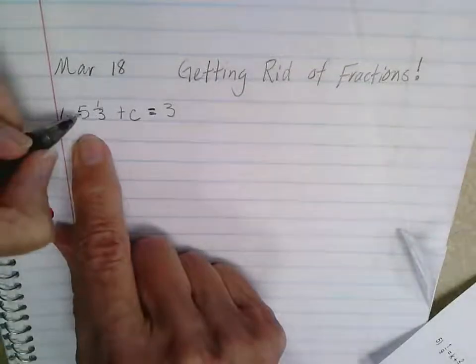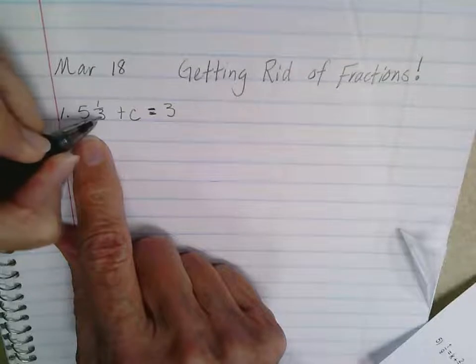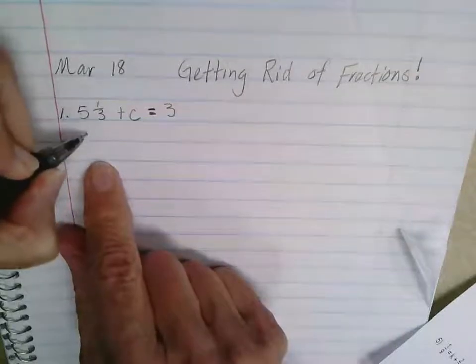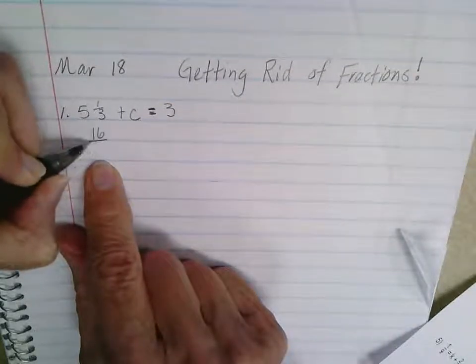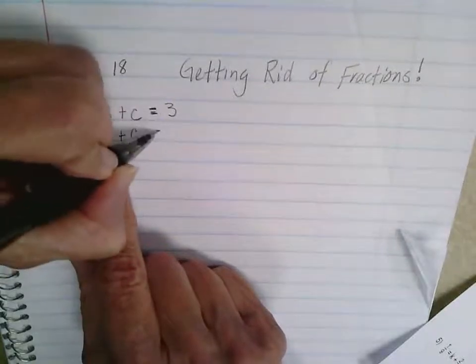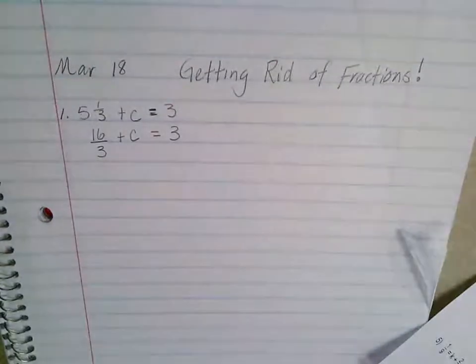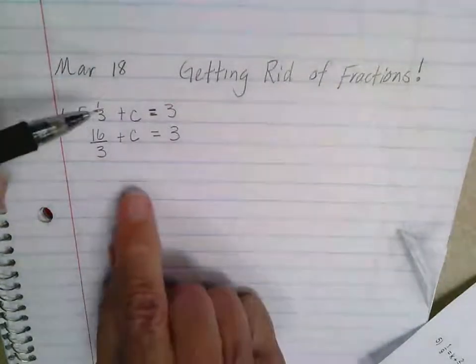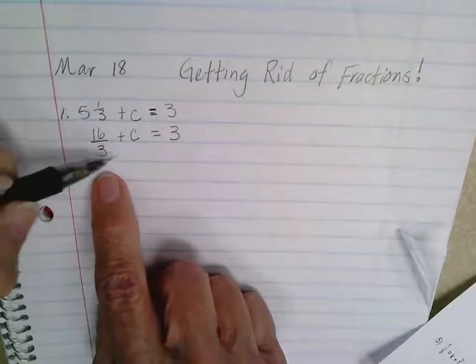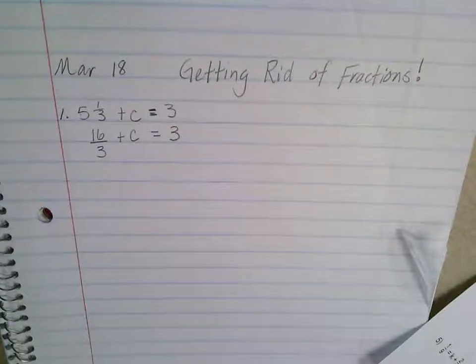So the first thing I'm going to do is change this to an improper fraction by multiplying 5 times 3, which is 15, and adding 1 to get 16 thirds. And I'm going to rewrite everything from above down below. This is proper algebra format. Now, I have an improper fraction here. I would like to not have that fraction at all.